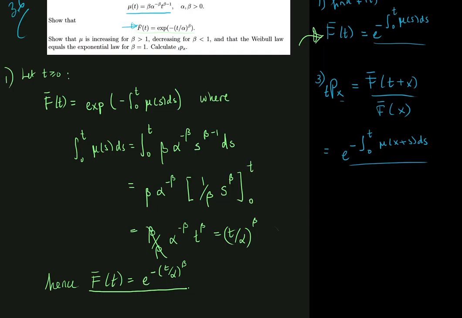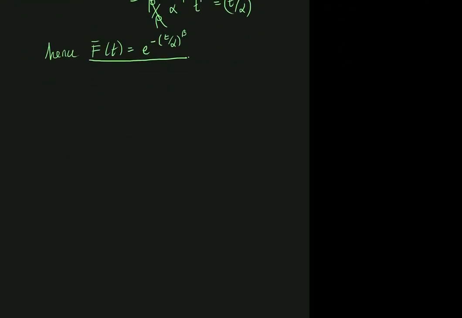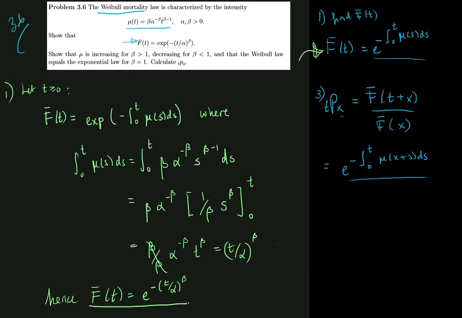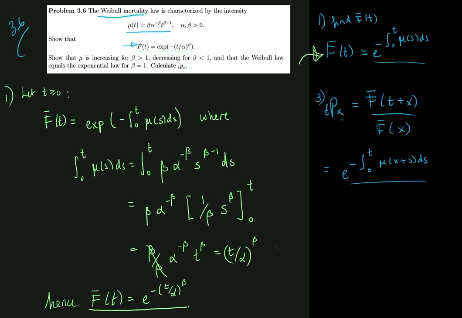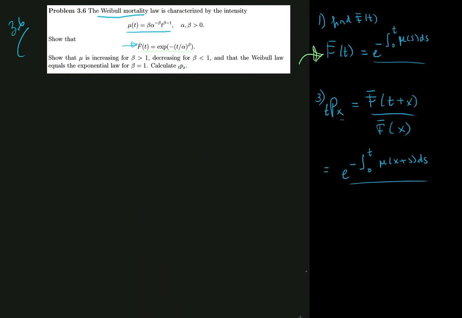Let's go on to part 2, which is to show that mu is increasing for beta greater than 1 and decreasing for beta smaller than 1, and that the Weibull law equals the exponential law for beta equal to 1. So let's just take that one step at a time. How do I do this? What's the best way to do this? You know what? Since we're not going to really need this part anyways, I'll just delete that and we can just continue here. Okay, so let's just start for beta equal to 1.